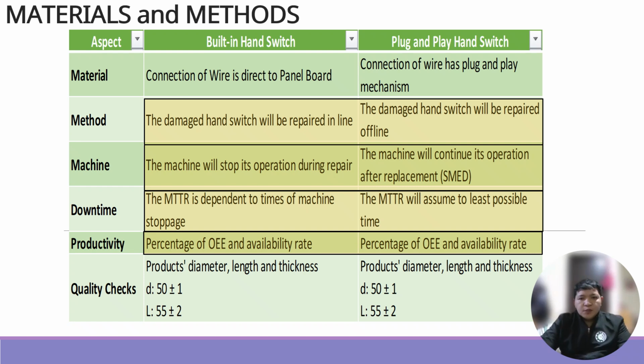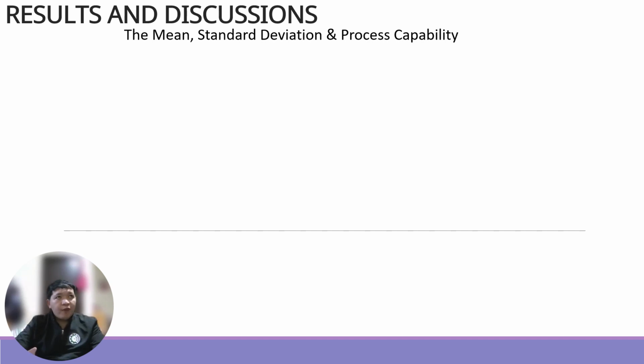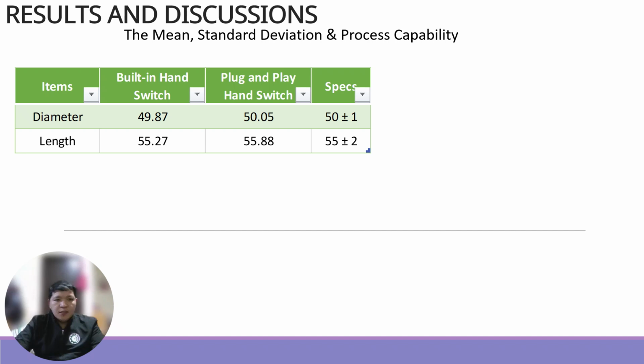Okay, so next, we have the descriptive statistics of our evaluation: the mean, the standard deviation, and the process capability. First, the mean results of our product in terms of diameter and length. These are the dimensions that are measured after each operation.